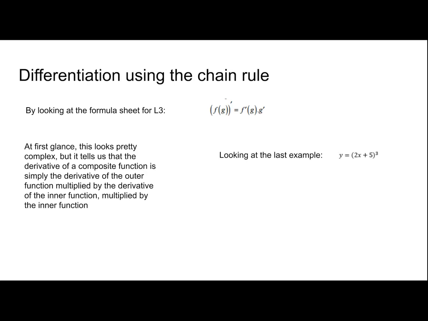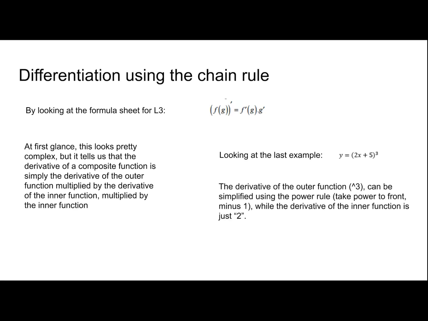Alright, so looking at the last example, we have y equals (2x + 5) to the power of 3. We can differentiate the to the power of 3 using the power rule we learned from last year. Take the power to the front, or the coefficient, and decrease the power by 1. So it becomes 3 times something to the power of 2. The derivative of the inner function 2x + 5 is just 2, so we need to multiply by 2 at the end.